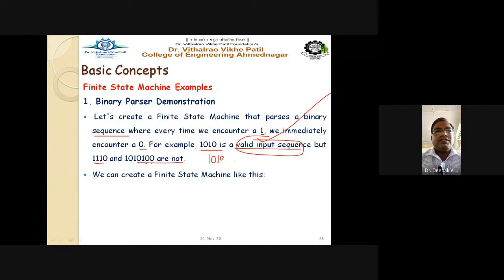If the input is like 1 1 1 0, then it will not reach the final state, because it is not being accepted. This particular string is not being accepted by your FSM. That's why it will not reach the final state F. Or if the string is 1 0 1 0 1 0 but then immediately a 0 comes, it invalidates your string, so this string is also not valid. The final state will not be encountered here, and these strings are not being accepted. The only acceptable string is 1010.